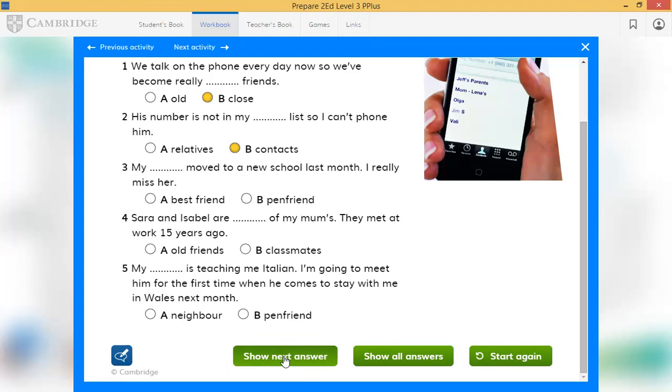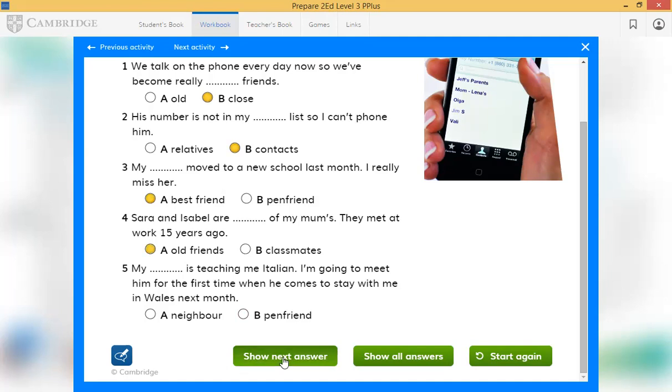A or B? A. A, my best friend moved to a new school. Okay. Sarah and Isabel are all friends of my mom's. They met at work 15 years ago. All friends. Perfect.